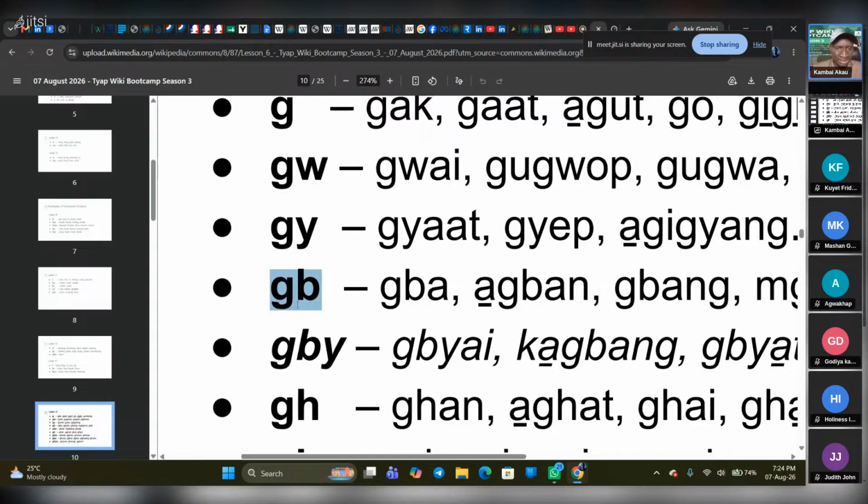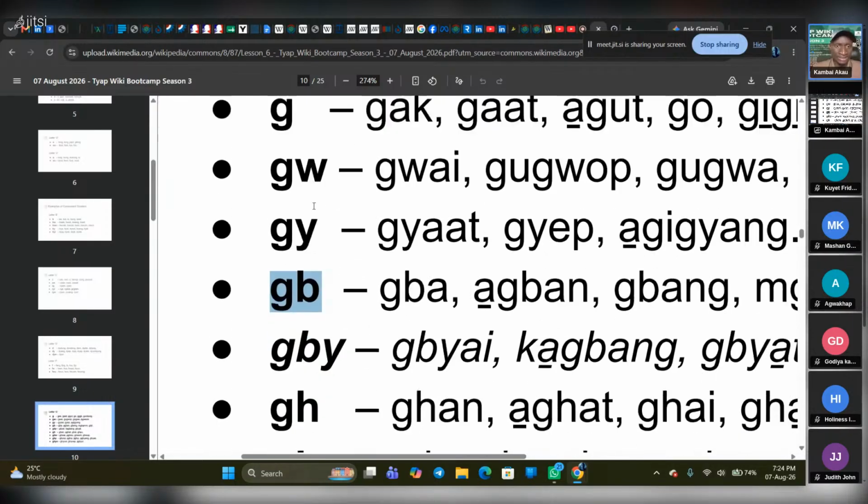And then we have this, which is a different sound entirely. This is ba sound. The ba sound is supposed to be listed as its own kind of letter, but then it is placed under letter G.